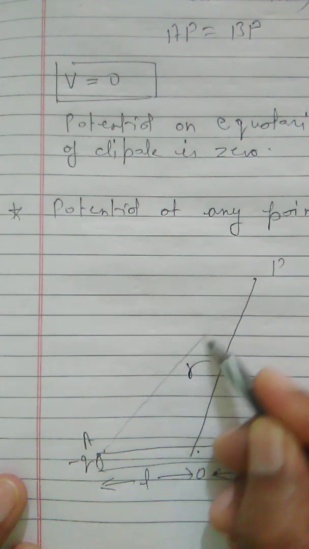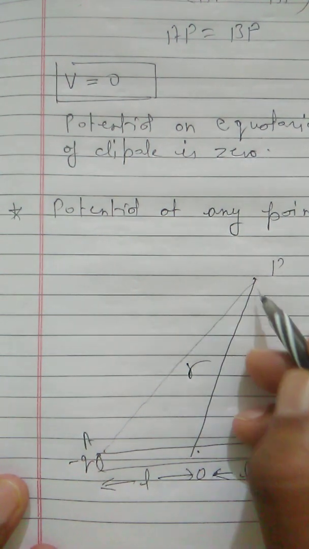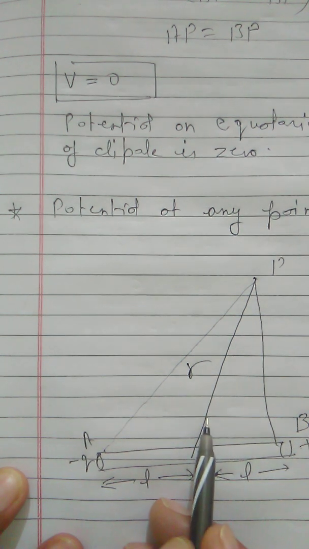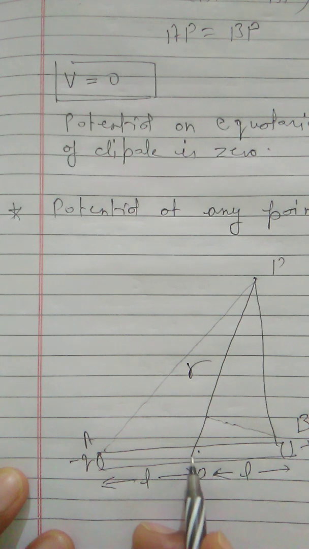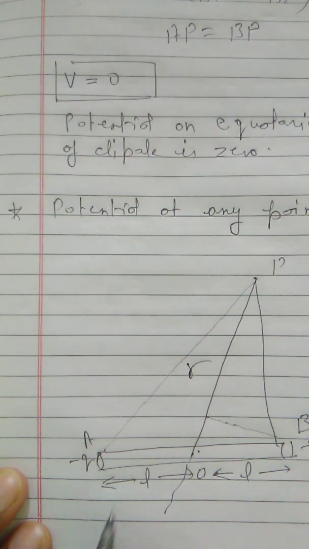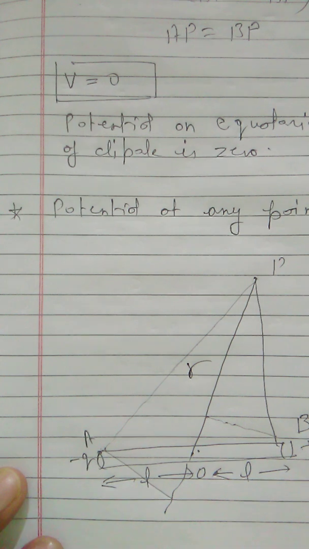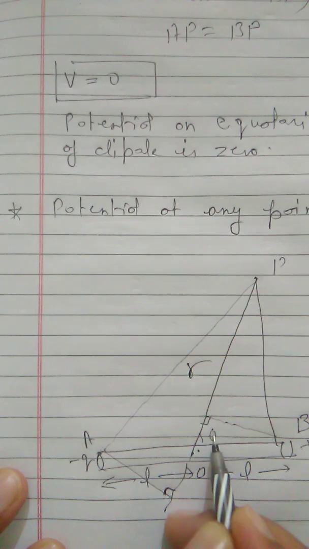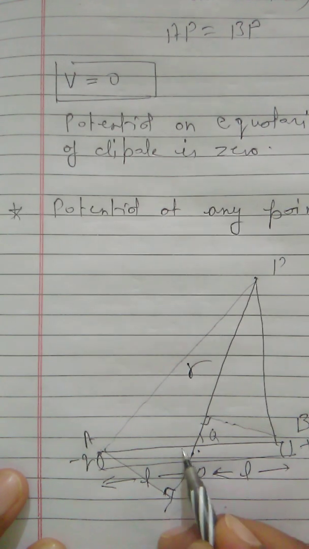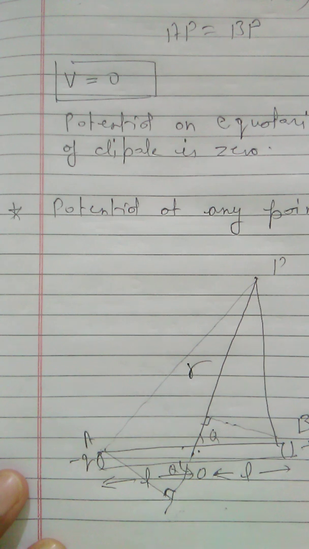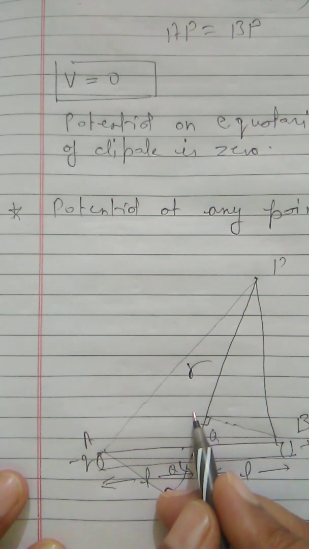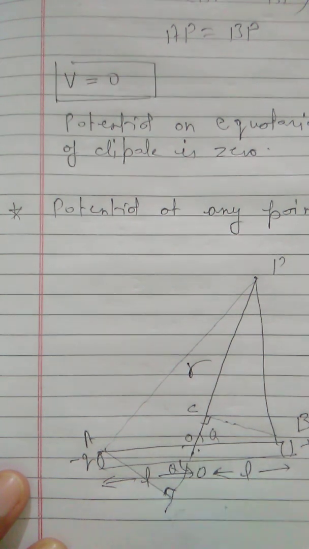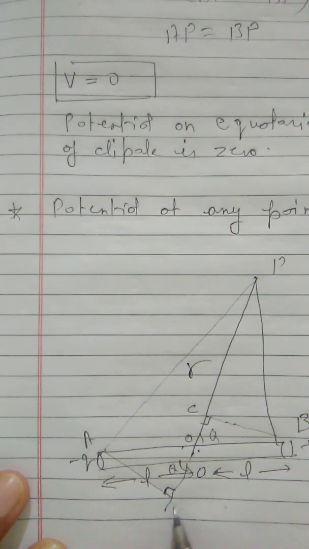Now join AP and join BP. We have joined them. Now from point B, drop the perpendicular. Similarly from point A, draw the perpendicular. So this is 90 degrees, this is 90 degrees. Now suppose this angle is theta, so this angle is also theta. Name this point C, this point is O, and this point is D.